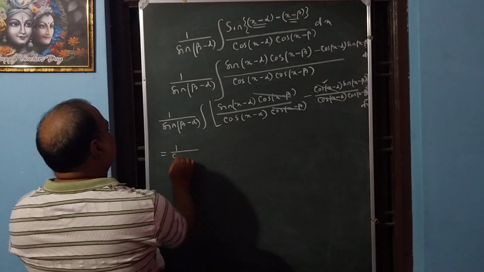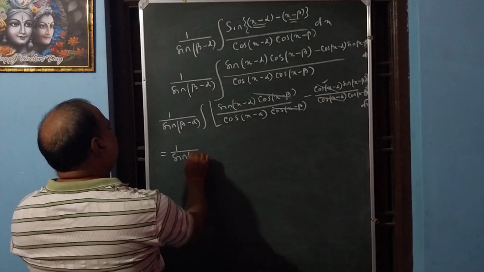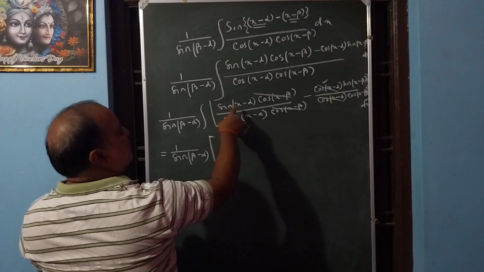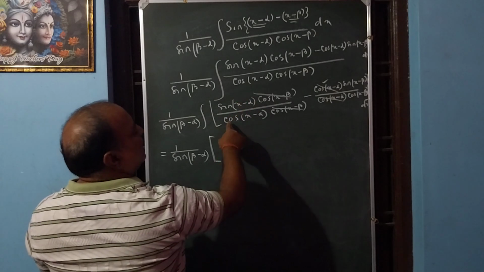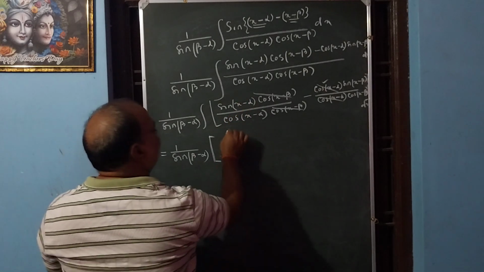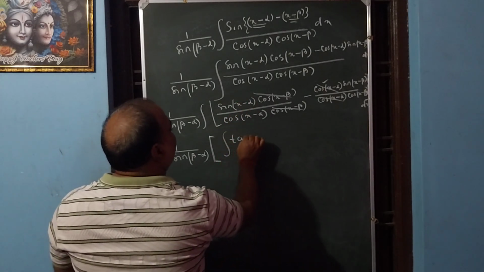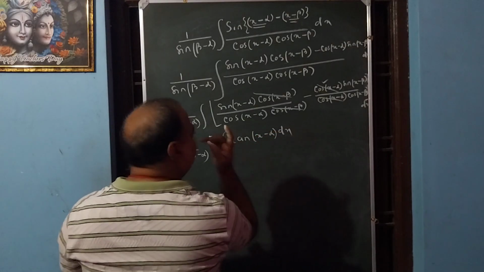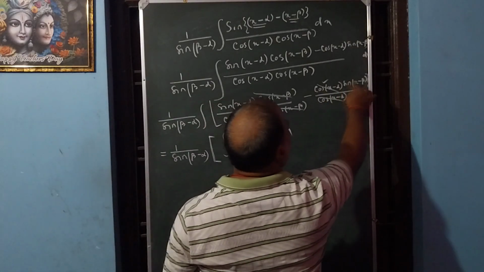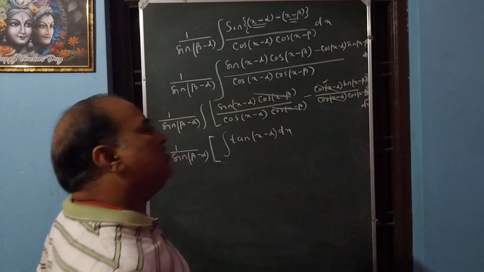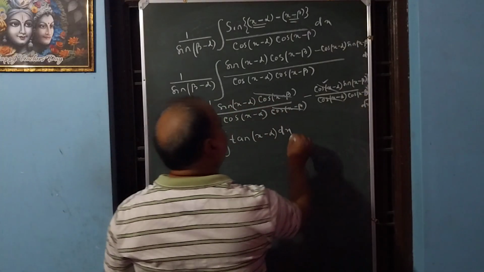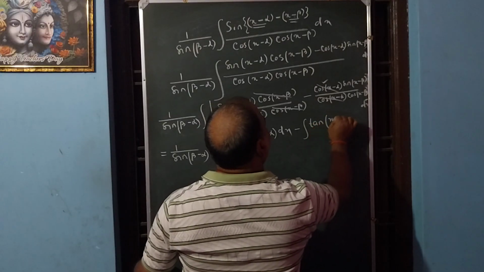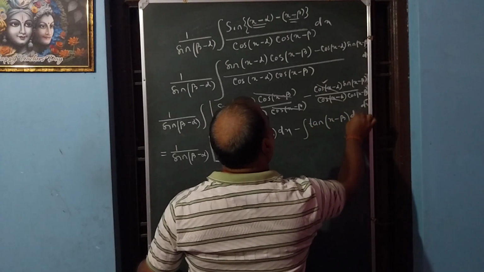1 by sin(beta minus alpha) whole into, so integration of sin(x minus alpha) divided by cos(x minus alpha), that is tan(x minus alpha) dx, minus here sin(x minus beta) divided by cos(x minus beta), that will be tan(x minus beta) dx.